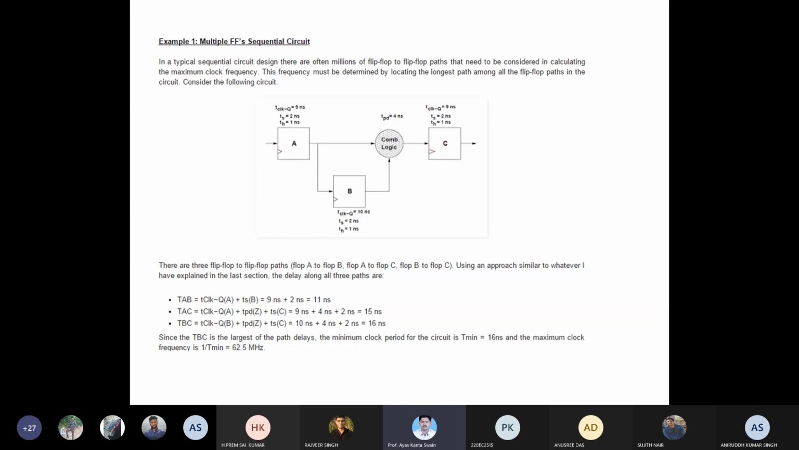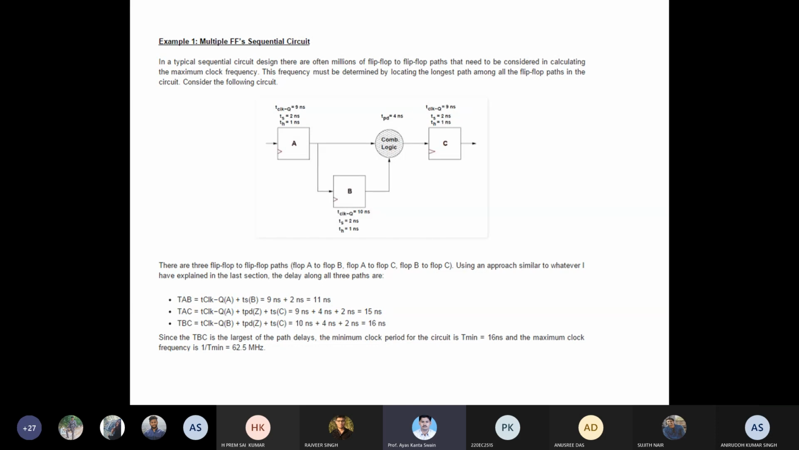So TCLK-to-Q is 9 nanosecond, then TPD of the combinational design is 4 nanosecond, then setup time of the C flip-flop is 2 nanosecond. So total 15 nanosecond. Okay. Similarly for TBC, TCLK-to-Q is 10 nanosecond, then TPD is 4 nanosecond for the combinational design, then 2 nanosecond for the setup of the C flip-flop. Okay, so total is 16 nanosecond.